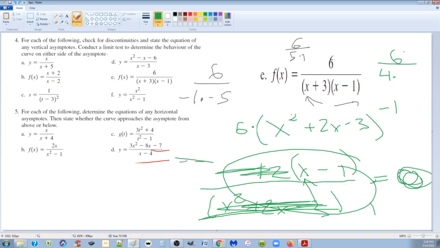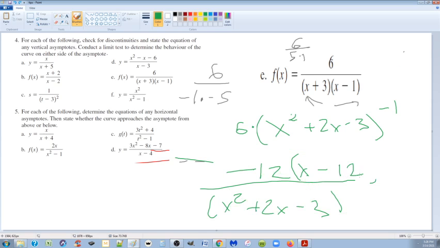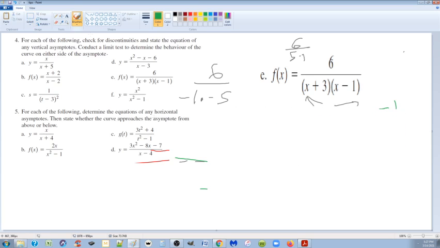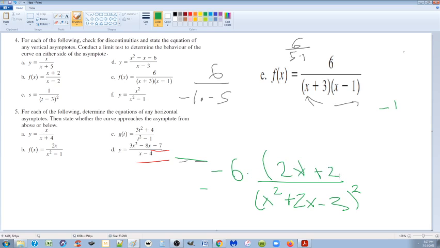We have a restriction at 1. So I want to make sure what's going on with that. So let's take the derivative again. So the derivative is 6 times 1 over x squared plus 2x minus 3. Take the derivative of it. This would go up top and essentially becomes a minus 2. This is a minus, and the derivative inside is 2x plus 2.